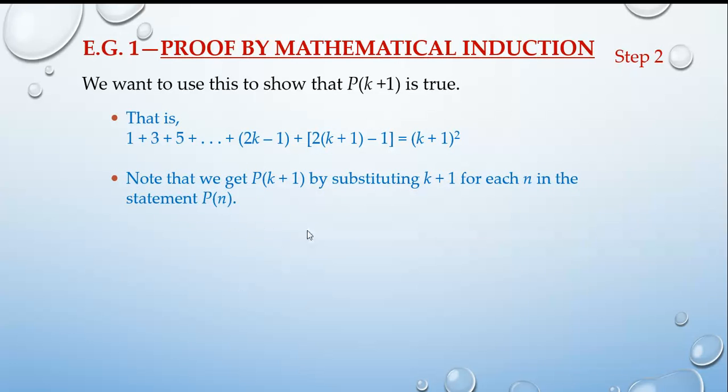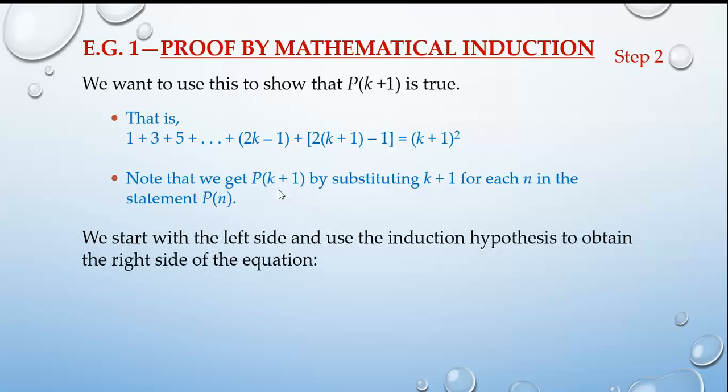So when we put n equal to k plus 1 directly, we get this type of equation, right? Now this is Pk plus 1, obtained by substituting n equal to k plus 1. So now we start with the left side, and use the induction hypothesis, which is Pk. We solve the left side by using Pk and prove the right part. If after solving we get (k plus 1) whole square, we say that it is true for Pk plus 1, right?